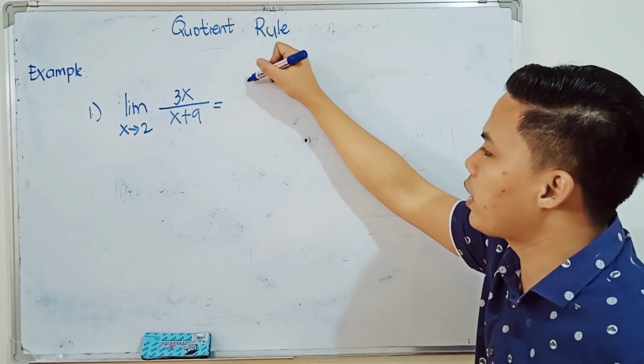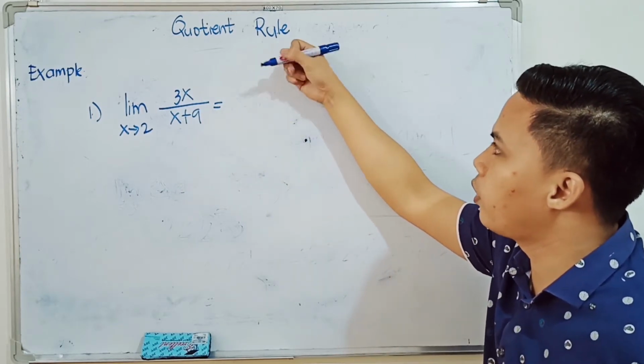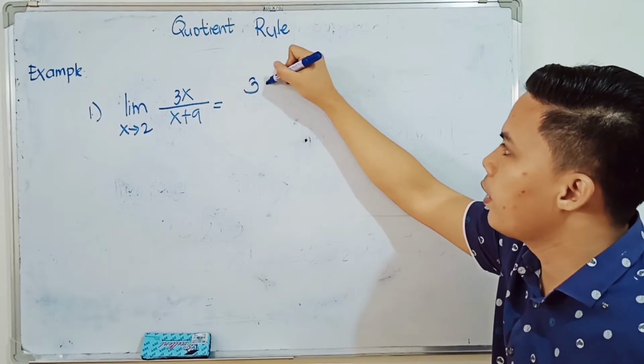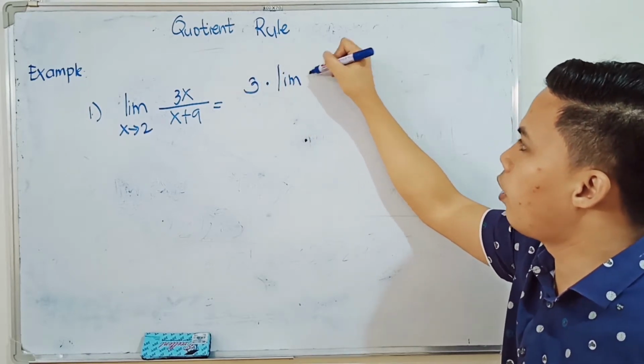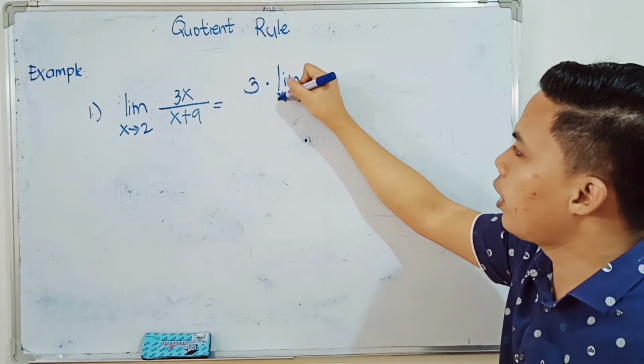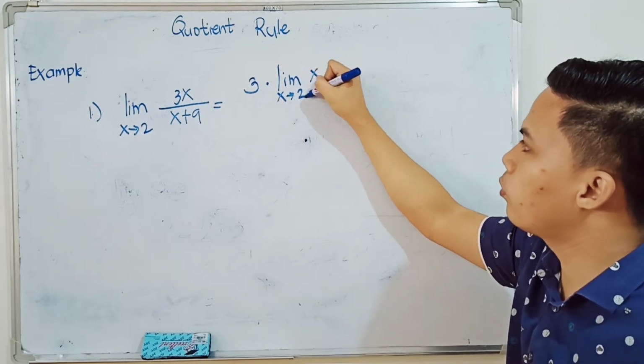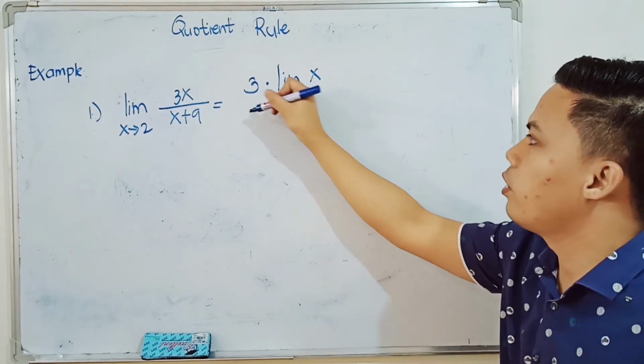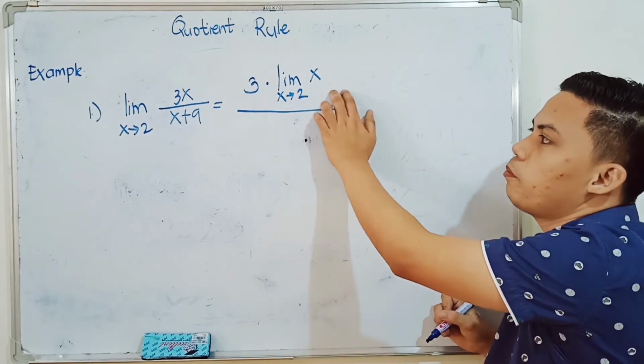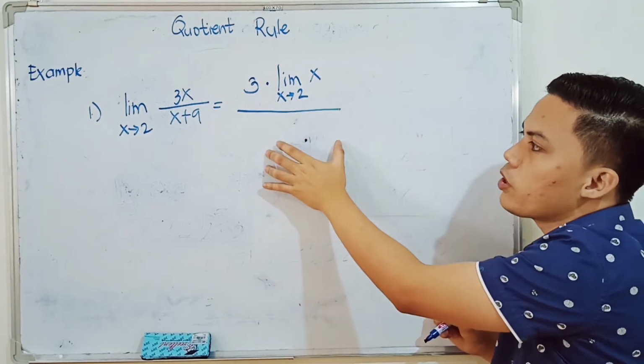So, we're going to factor out yung 3 natin or yung constant times the limit of x as x approaches to 2. Okay? So, ito na yung numerator natin. Ito na yung pagkakasulat sa numerator. Now, how about sa denominator?